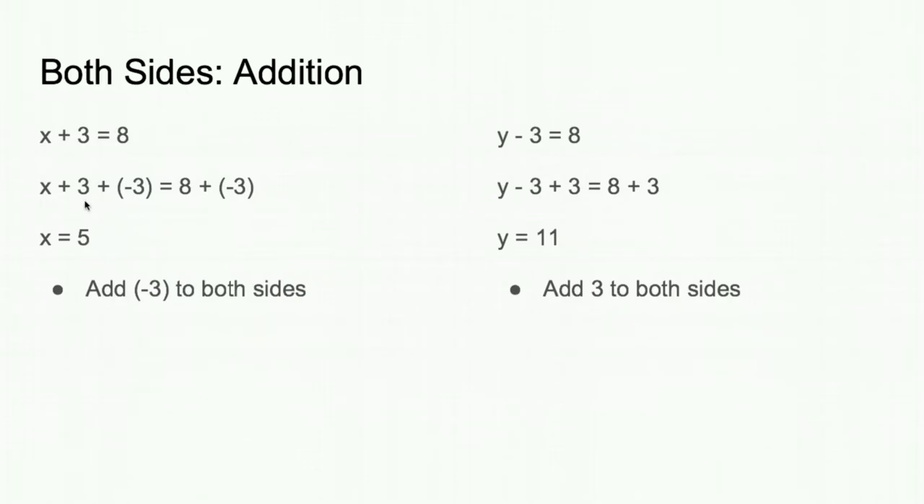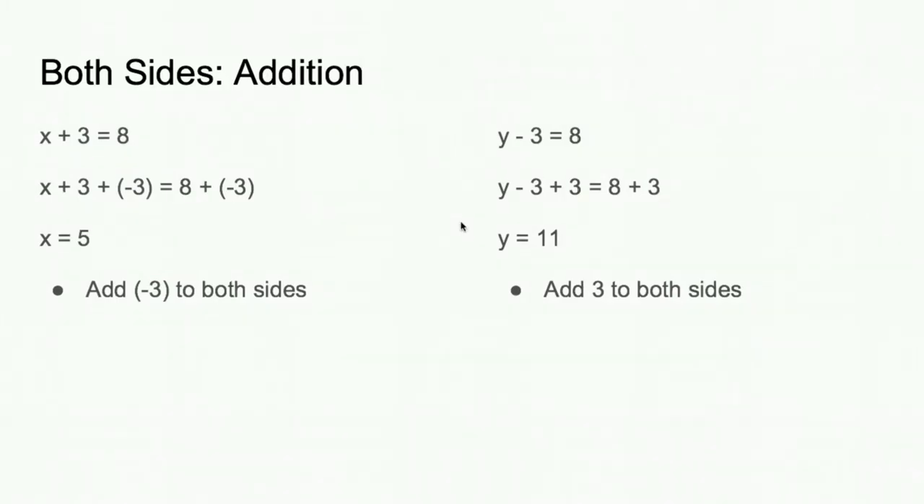We have x plus 3 plus minus 3 equals 8 plus minus 3. Now on the left-hand side, we have 3 plus minus 3, which will give us 0, so we're left with x. And on the right-hand side, we have 8 plus minus 3, which will leave us with 5.